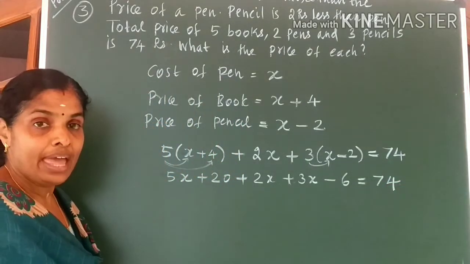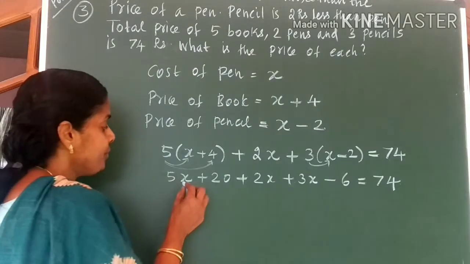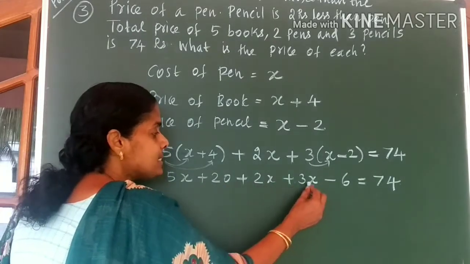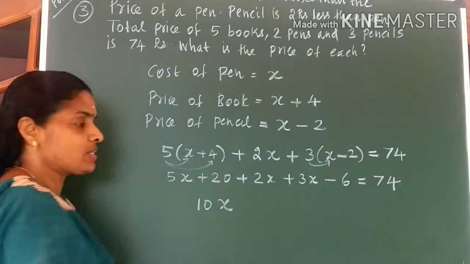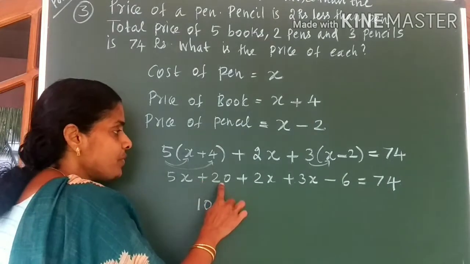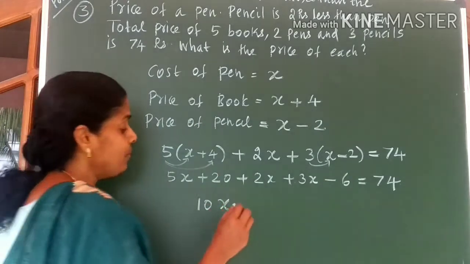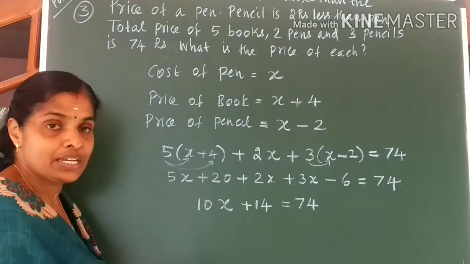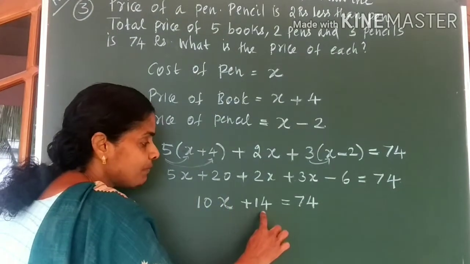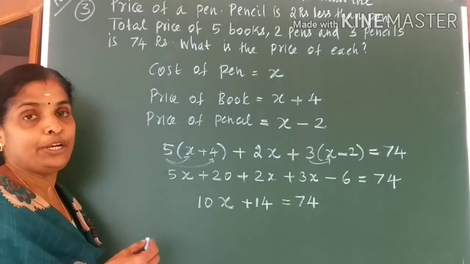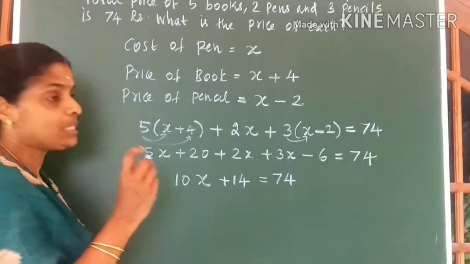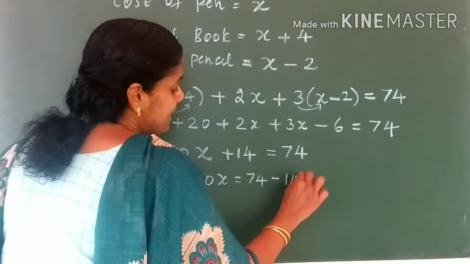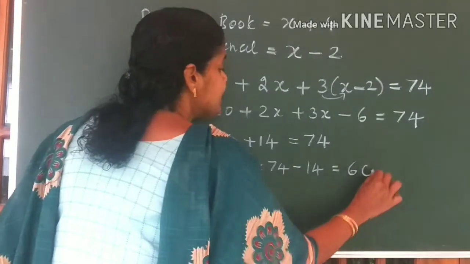Now what can you do? Add all the x terms. You have 5x, 2x and 3x. If you add these 3 terms, you will get 10x. Clear? Plus 20 minus 6 gives you plus 14 equal to 74. In the next step, what you have to do? Take plus 14 to the other side of the equal to sign, so that you will get minus 14. So you are getting 10x is equal to 74 minus 14, which gives you 60.